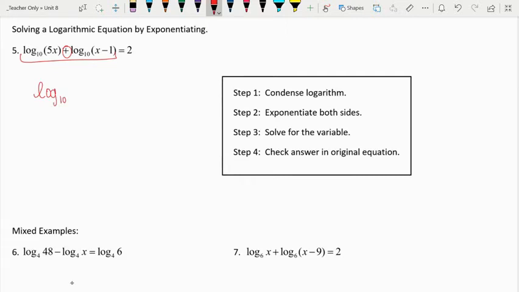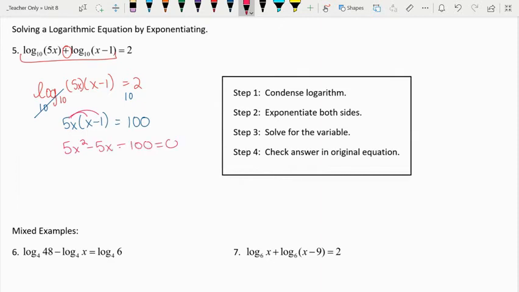So log base 10 of 5x times x minus 1 equals 2. Again, we are going to exponentiate both sides, or you can think about it as the hard method. That's fine. So we get 5x times x minus 1 equals 10 squared, which is 100. And we solve for x. Distribute, and we get 5x squared minus 5x equals 100.